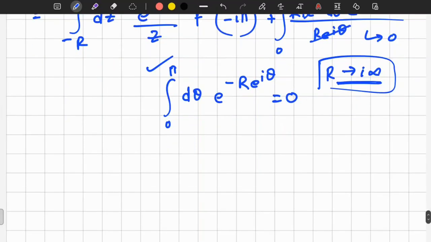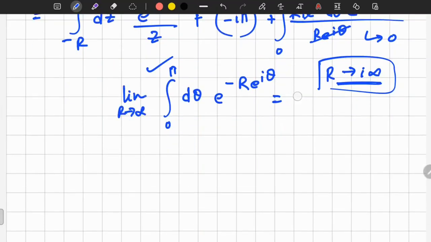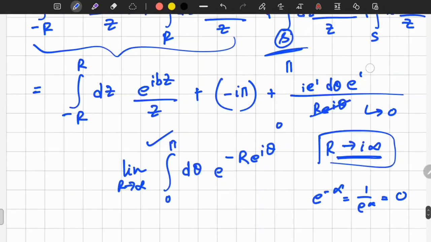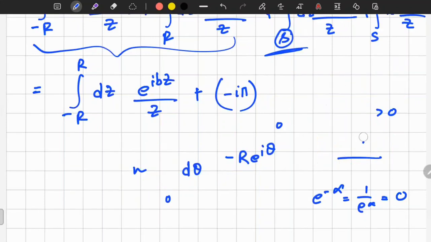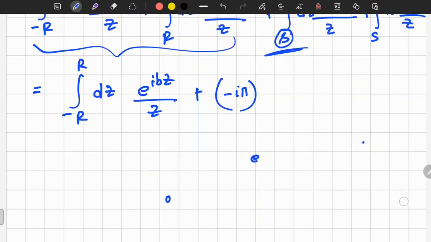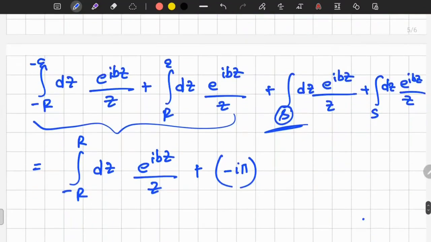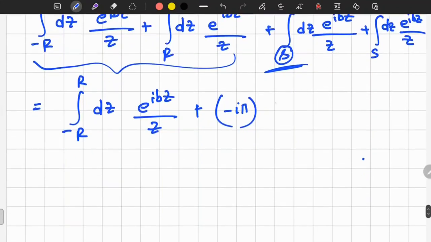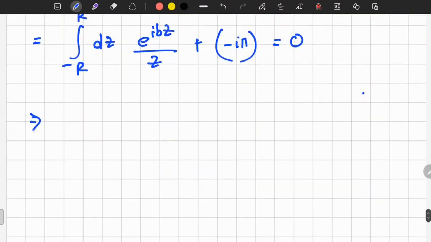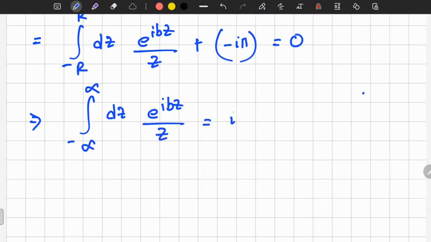Now, if R tends to infinity, then it will be power minus infinity essentially, and e to the minus infinity is zero. So this part will go away, so this part will not be there. And if we remember, this overall integration is zero when R tends to infinity. So we can write it from minus infinity to infinity because we already put that R tends to infinity. Then it will be the integral of e^(iBz)/z dz equals i pi.